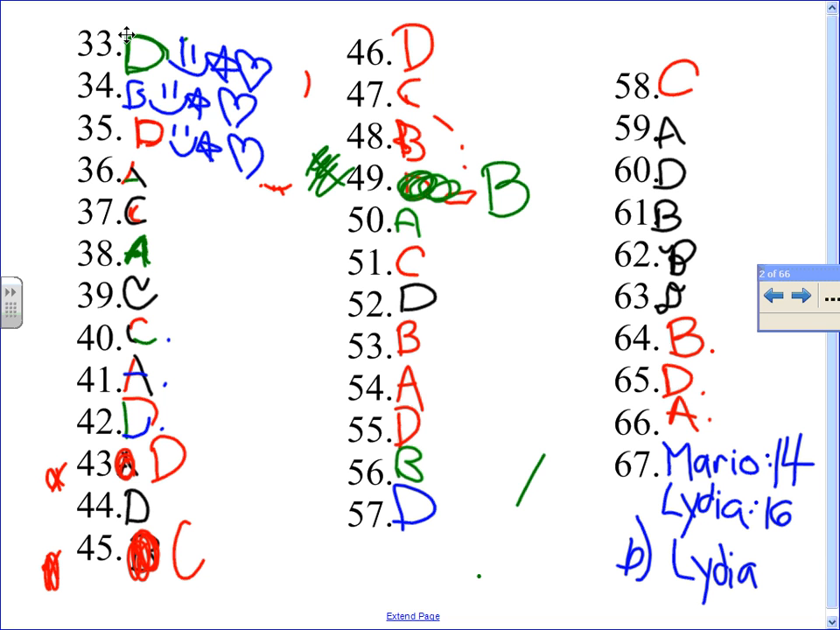Okay. 53 is B. 54 is A. 55 is D. 56 is not right. 57 is not right. Okay, Charles, what do you have for 56? Okay, it is C, it's skew. If you could explain in your own words, what is skew? Donatus, what's skew?